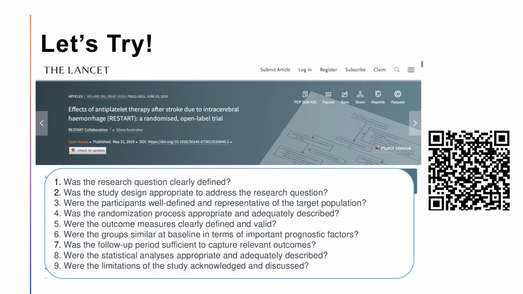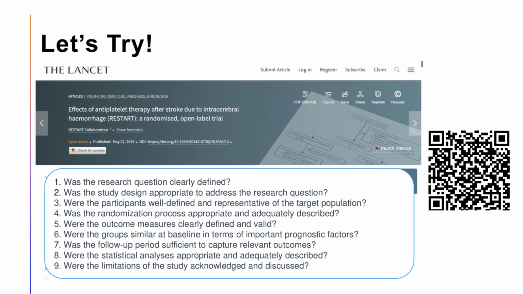Okay, so I assume everyone has already done so. So before moving on further, I will go through the questions one by one. Okay, so was the research question clearly defined? Was the study design appropriate? Were the participants well defined? Was the randomization process appropriate? Were the outcome measures clearly defined? Were the groups similar at baseline? Was the follow-up period sufficient? Was the statistical analysis appropriate? And lastly, were the limitations of the study acknowledged and discussed? Okay, so let's go through these questions one by one.